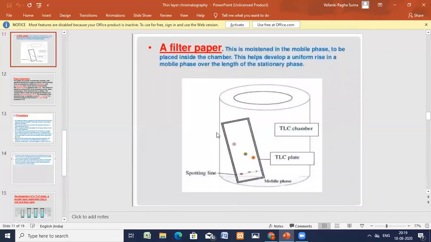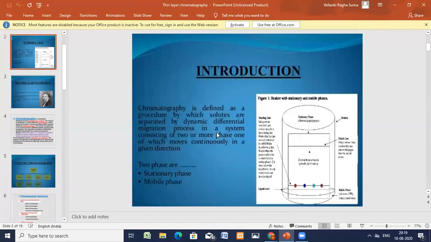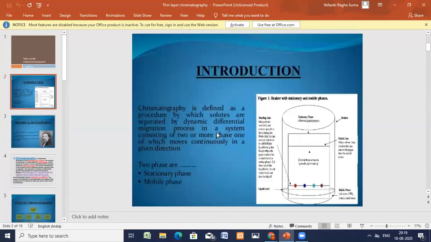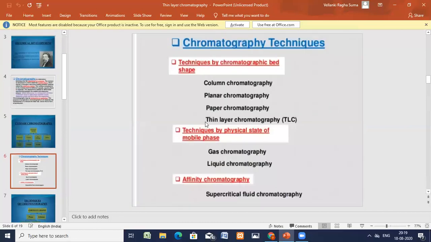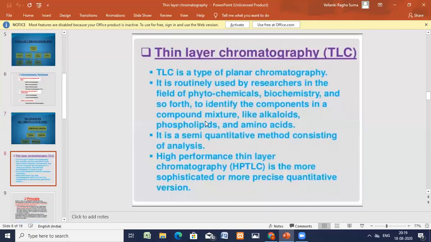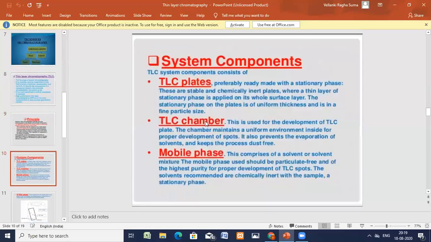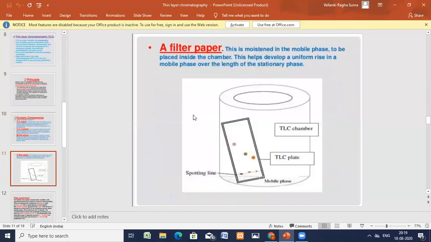So this is the way we do chromatographic techniques. I hope everybody has understood thin layer chromatography. Once again, we have seen the introduction, historical development of chromatography, types of chromatography techniques, and in that TLC, just like paper chromatography, but here we use a plate instead of paper. The system components we have seen: TLC plates, TLC chamber, mobile phase, and the filter paper surrounding the chamber, and in that we place the spotted plate.